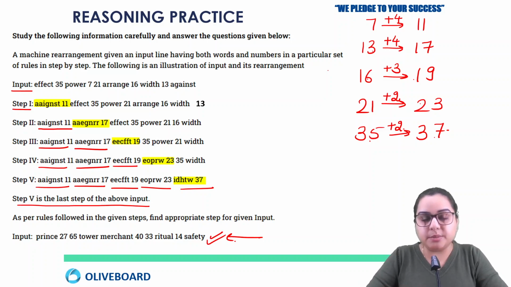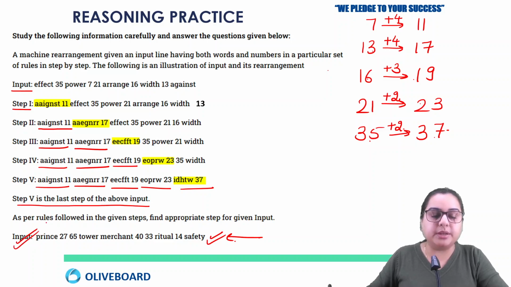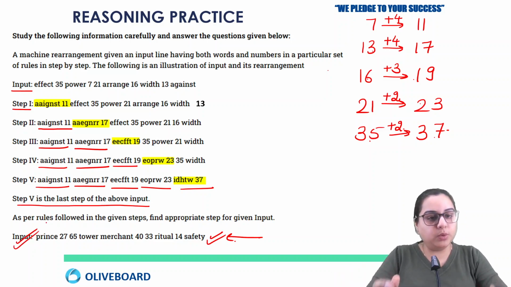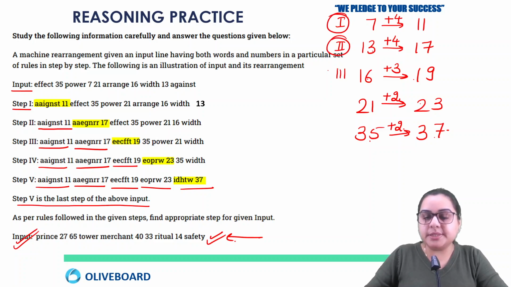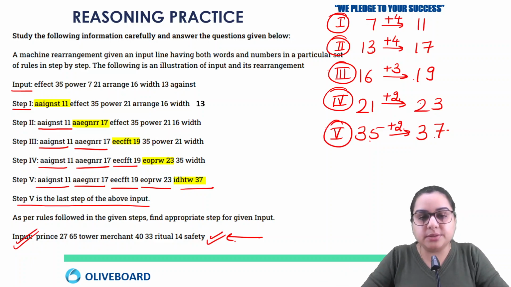So I'm just going to sum up the whole explanation and then we are going to solve this input. Words are getting arranged in alphabetical order. Numbers are getting arranged in ascending order. In your first step, you are adding 4. In your second step, you are adding 4. In your third step, you are adding 3. In your fourth step, you are adding 2. And in your step number 5, you are adding 2. So this is about the numbers. They are arranged in their ascending order, and this is how you have to increase the numbers while they are arranged.